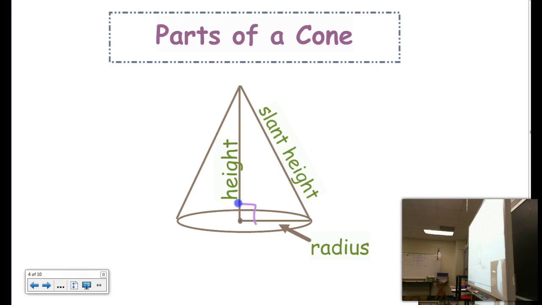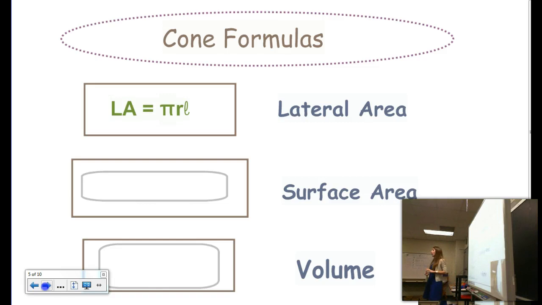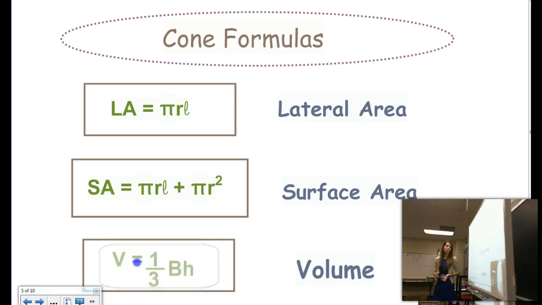Looks like the formulas are already written there. Very nice. Okay, we need to fill in the blanks, don't we? So, the lateral surface area, pi r L. What does L stand for? Slant height. Surface area, pi r L plus pi r squared. Plus B, that's really the area of the base. Because you have to. And volume.